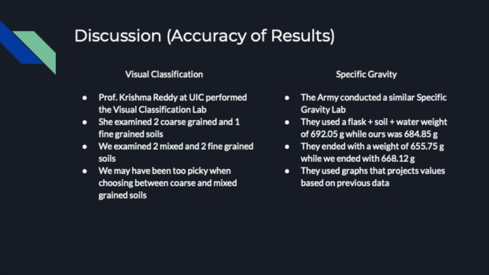They started with a total of 692.05 grams, which included the flask plus soil plus water, and ended up with 655.75 grams at 29 degrees Celsius. In our experiment, we started with 684.85 grams and ended up with 668.12 grams. However, they do not describe how exactly they reached this specific number. They explain that they are using a graph that projects values based on past data points.